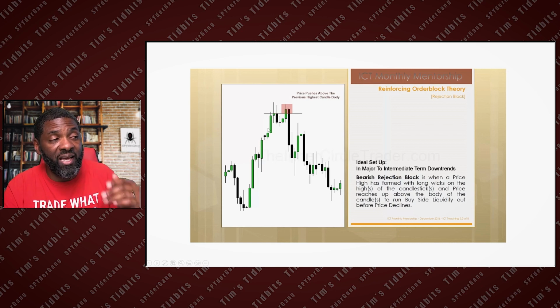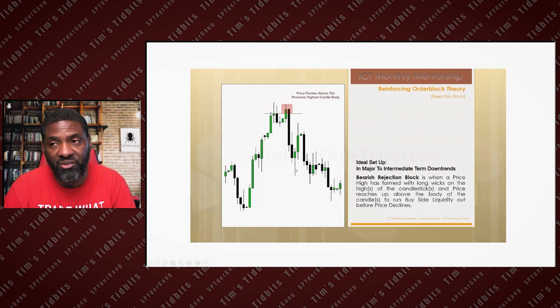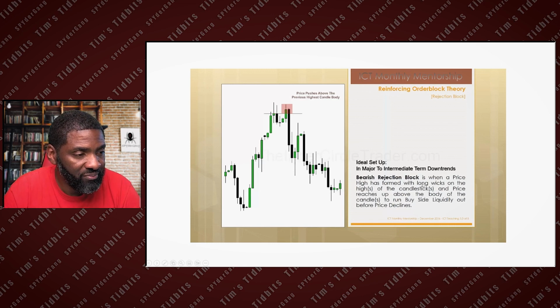It's a false breakout. You're thinking it's going to break out. It's a false breakout, and then it turns around and comes back down. That's the rejection block. That's the way ICT talks about it.